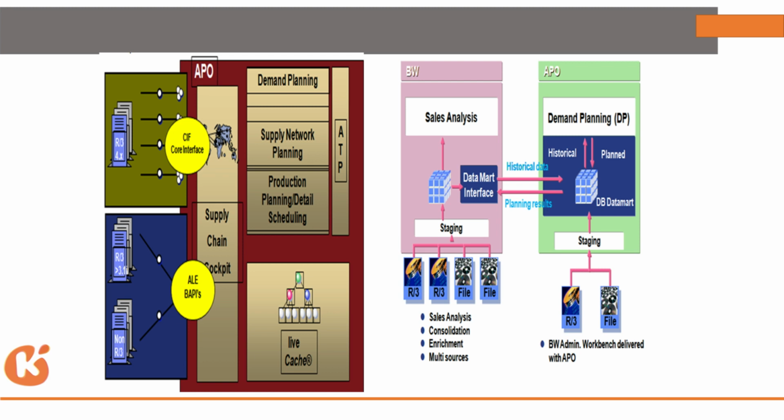So for that integration, it is ALE, BAPI. For a standard SAP system, it is CIF, the core interface. Live cache is the memory for the APO, because here we are using global data. To extract the data, if I select 1,000 records and want to see them within a second, the system will support you because of this live cache.